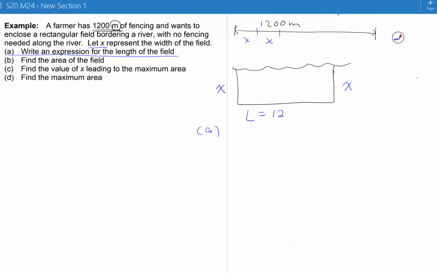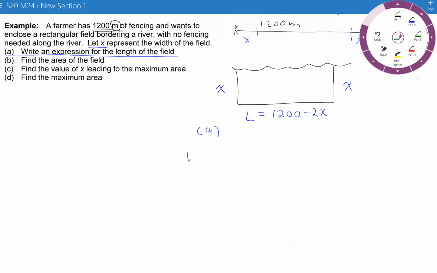So the length is going to be 1,200 minus 2x, because that's how much is left after I bend up the two sides that are each a length of x. And if it's more helpful to see it on the picture like this, you bend up the two sides, and then 1,200 minus 2x is the length.